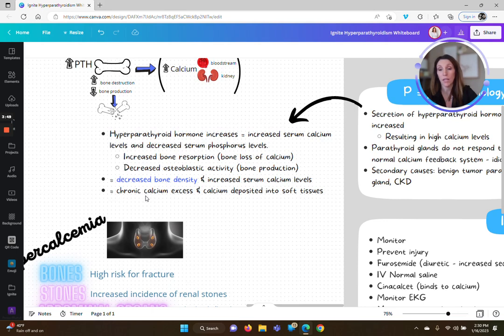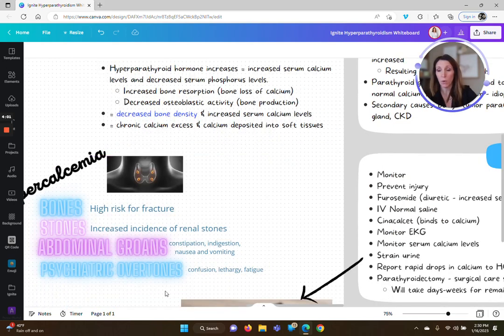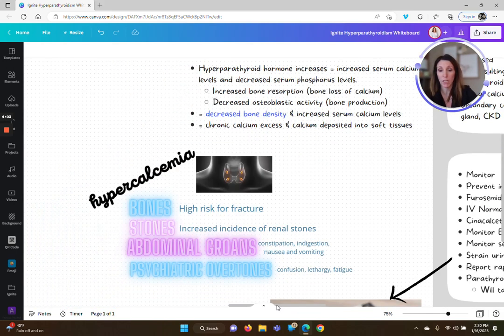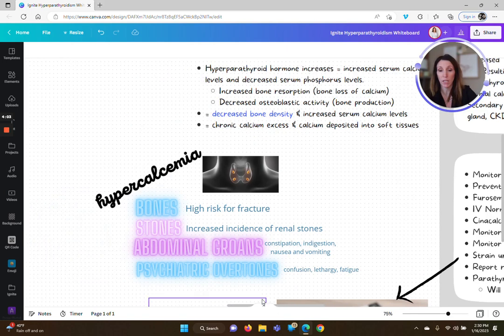And the chronic calcium excess that's floating around leads to the calcium being deposited into our soft tissues in our kidney. And whenever we talk about the parathyroid, any symptoms that we're going to get are really going to be related to the level of calcium we have. So in this case, hyperparathyroidism is going to give us the symptoms of hypercalcemia. Okay, and we remember this. We have this cute little saying: bones, stones, abdominal groans, and psychiatric overtones.